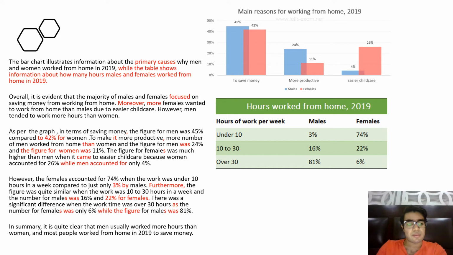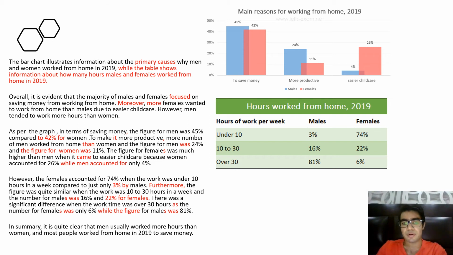Good. Third paragraph, as per the graph, you could say as per the bar chart, okay? As per, because in some questions, not in this case, but in some questions, there might be two graphs. So you might have a line graph and a bar graph and a pie chart, or a bar graph, a line graph, and a table. So be specific. If it's a line graph, say line graph. If it's a bar chart, say bar chart. As per the graph, in terms of saving money, the figure for men was 45% compared to 42% for women.